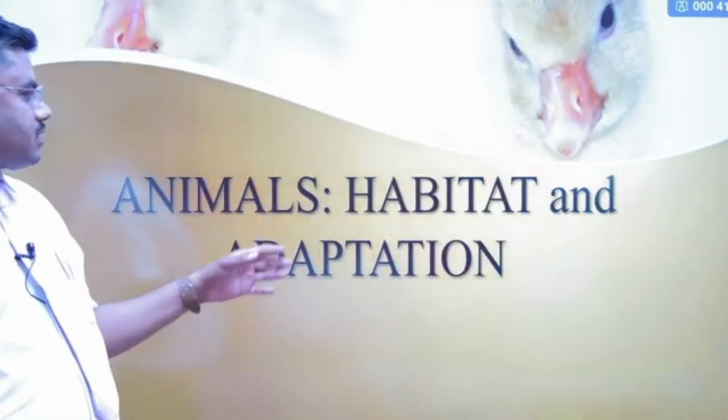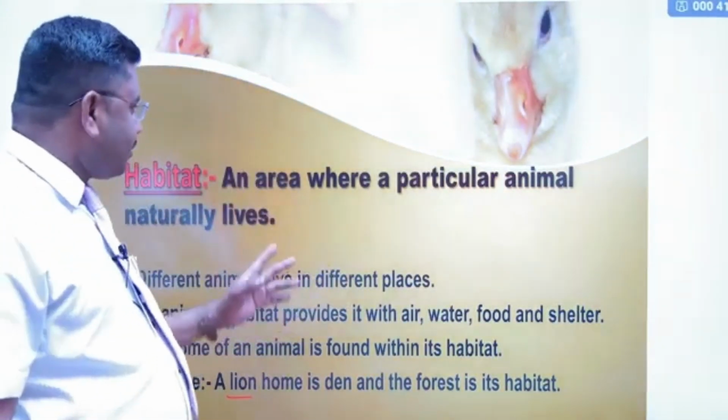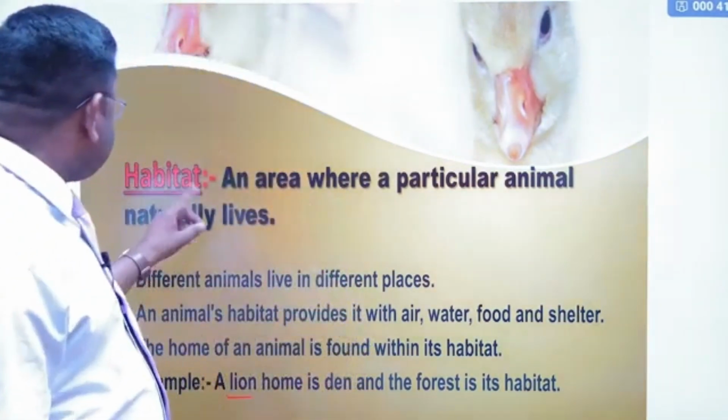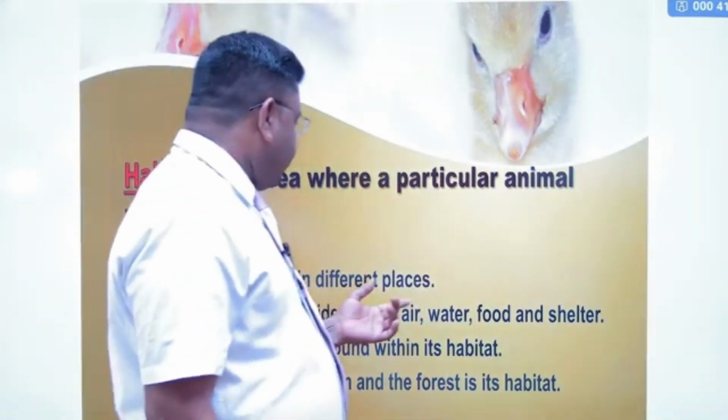Today's new topic is science: animals, habitat and adaptations. Now let's see, what is habitat? Habitat is the area where a particular animal naturally lives or stays. That area is known as the habitat. Different animals live in different places.